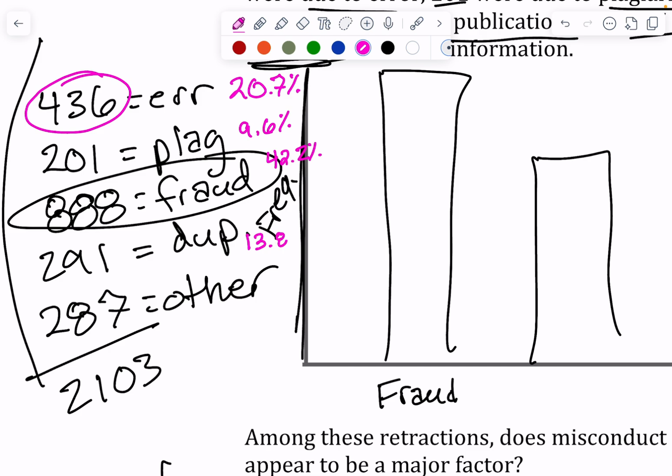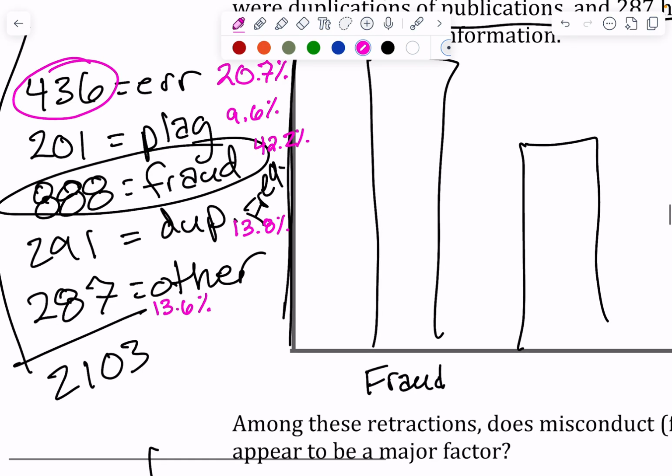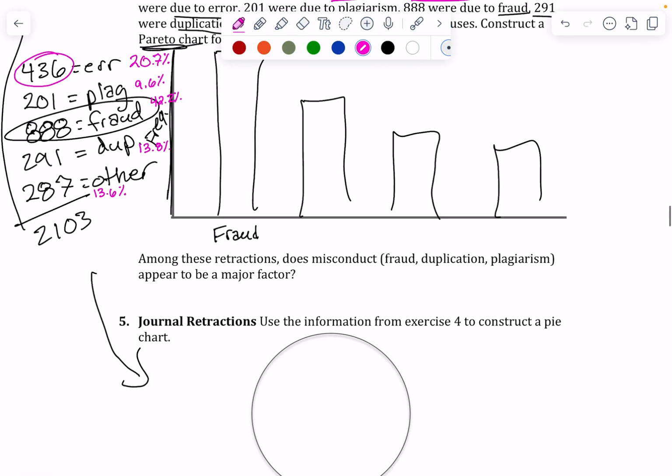Make sure you're writing this down, by the way. You need this information. I don't. 287 divided by 2103, and that is 13 point. This other category is 13.6%. Okay, so all those should add up to be 100%, but that is the percentages of them.